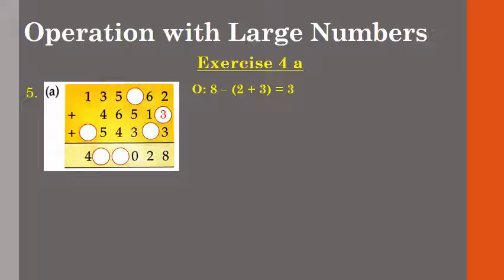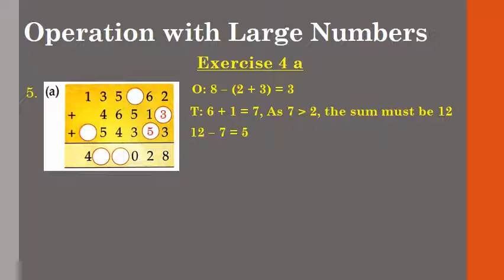If we add 2 and 3, we get 5, and then we will subtract this 5 from the sum, which is 8. So 8 minus 5 is equal to 3. So the missing digit at ones place is 3. Now let's come to the tens place. At tens place children, you know that 6 plus 1 is equal to 7, but the sum is equal to 2, and we know that 7 is greater than 2, therefore the sum must be 12. Okay, so 12 minus 7 is equal to 5, so the next missing digit is 5.